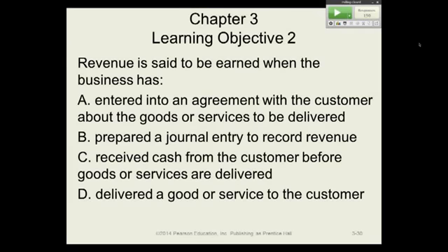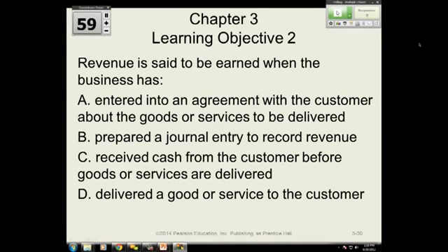Let's take this one. It would ask you, revenue is said to be earned when the business has either entered into an agreement with the customer about the goods and services to be delivered, prepared the journal entry to record revenue, received cash from the customer, or delivered a good to the customer. So let's see the best answer here.